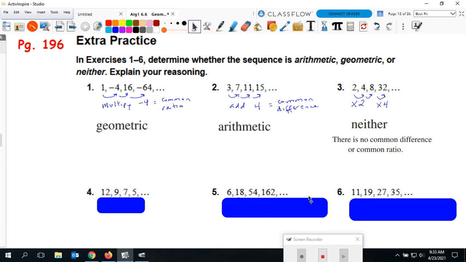All right, so go ahead and pause the video and try 4, 5, and 6, and see if you can do the same thing on these 3 as I was doing on the top 3. So pause the video and then check your answers once you're done.